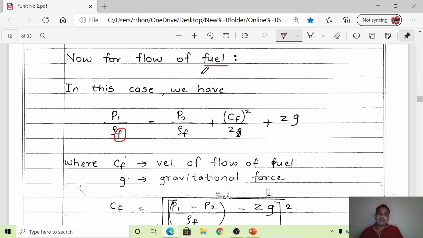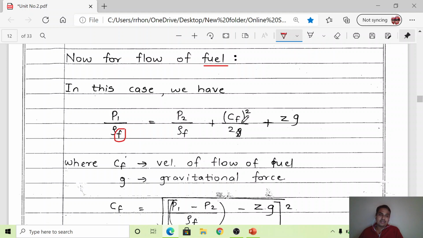Okay, so earlier we considered the air, the density of air. Now we are going to consider the density of fuel. So rewrite the equation for the density of fuel. P1 by rho f is equal to P2 by rho f plus C suffix f square by 2, where C suffix f is the velocity of fuel at the throat section.